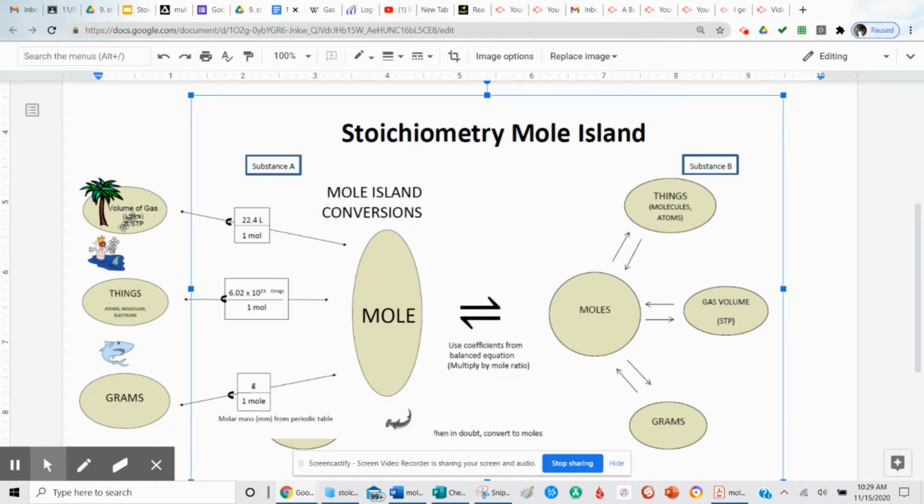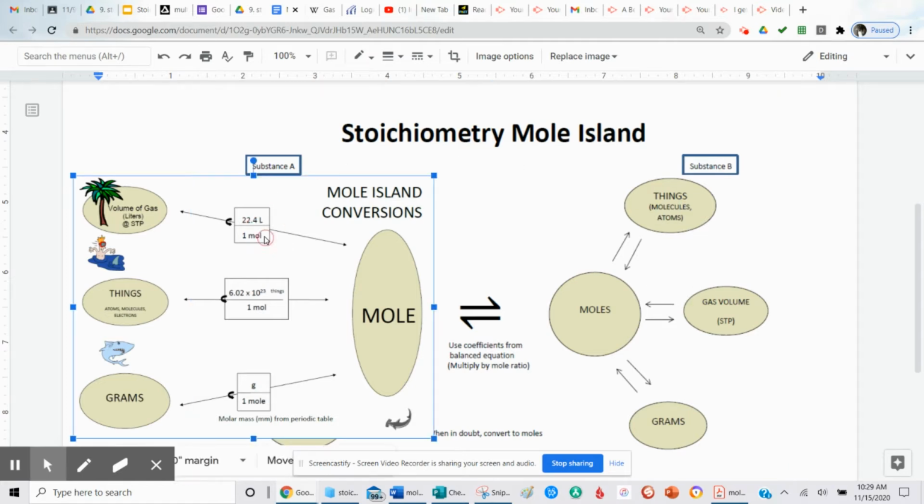But if we're on this side here, which is conversions between just substance A, and by the way, it would be repeated over here, all our conversions contain 1 mole, and we're not using the coefficients from the balanced equation because we're not converting between two different substances. We're just converting grams of substance A to moles of substance A. So make sure that you understand that part.